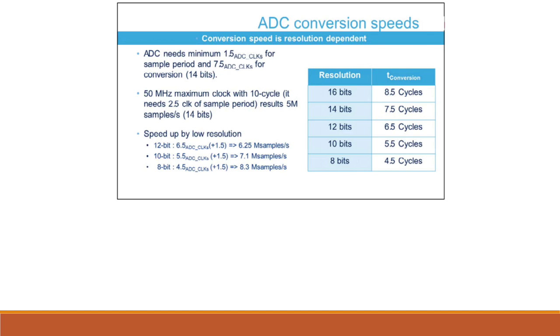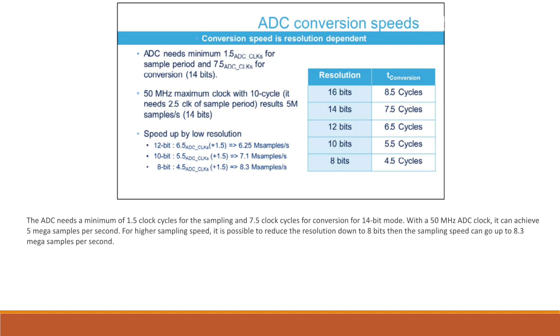For 16-bit that is 8.5 cycles, for 14-bit it is 7.5 cycles, for 12-bit 6.5 cycles, for 10-bit 5.5 cycles, and for 8-bit 4.5 cycles. The ADC needs a minimum of 1.5 clock cycles for sampling and 7.5 clock cycles for conversion in 14-bit mode. With a 50 MHz ADC clock, it can achieve 5 megasamples per second. For high speed sampling, it is possible to reduce the resolution down to 8 bits, and then the sampling speed can go up to 8.3 megasamples per second.